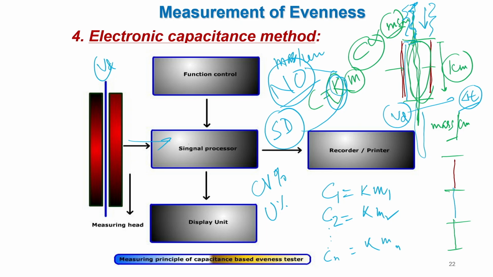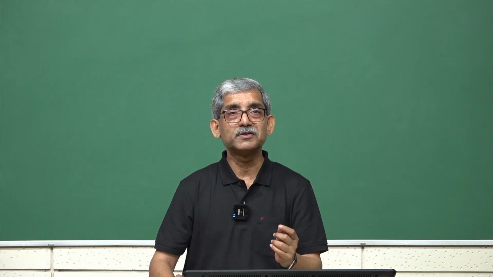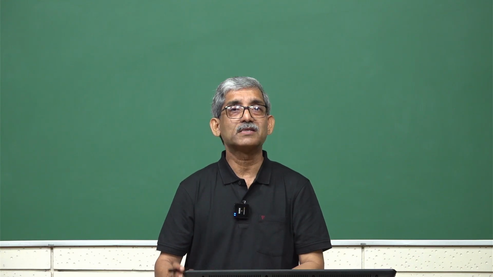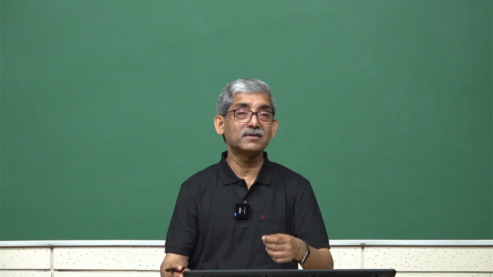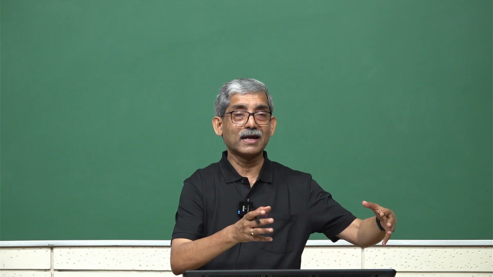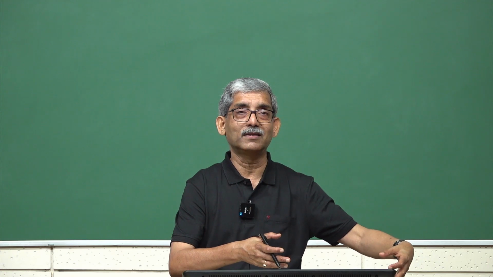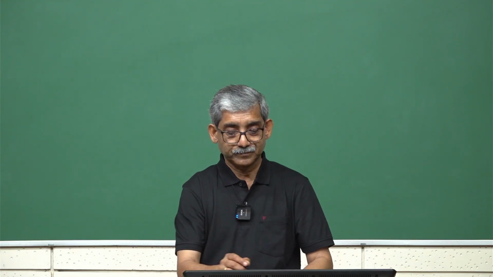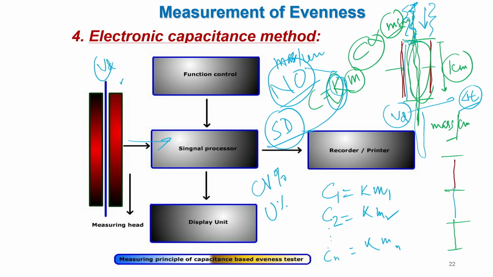So, that is why in the electronic capacitance type tester we cannot measure the mass per unit length or standard deviation, that is we express the variability in terms of CV percent or U percent. So, we are not measuring the mass per unit length, but we are measuring the capacitance, which indirectly shows the mass per unit length, with an unknown constant. So, the unknown constant has to be eliminated.